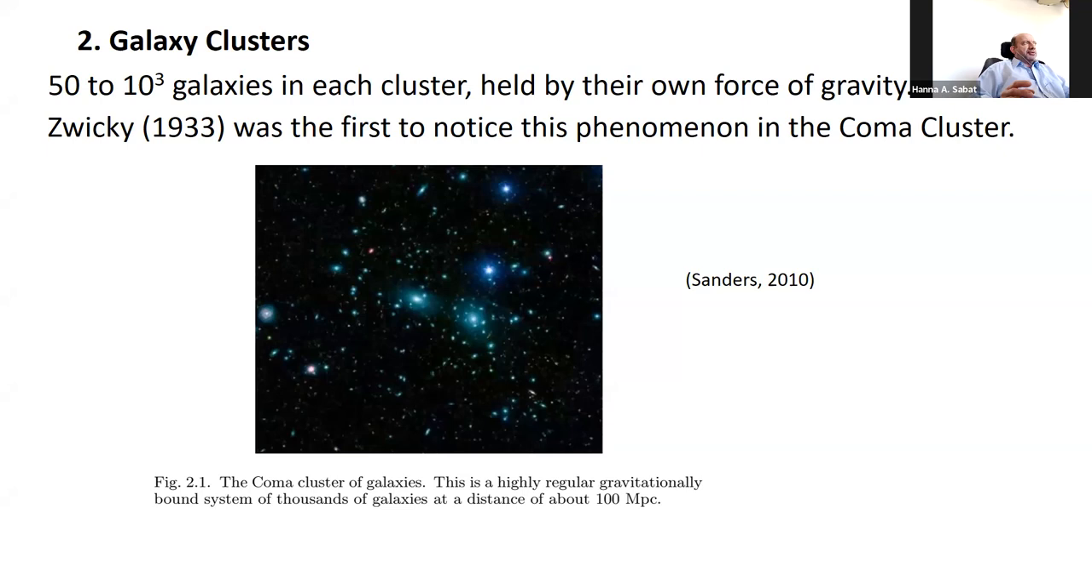Of course, Zwicky, a Swiss astronomer, in 1933, was the first person to notice this phenomenon in what we call the Coma cluster. Here you can see an image of the Coma cluster, which consists of many galaxies bound together by gravity. And of course, it's a highly regular gravitationally bound system of thousands of galaxies. And this Coma cluster lies at around 100 megaparsecs from the Earth, or from us here in the solar system.